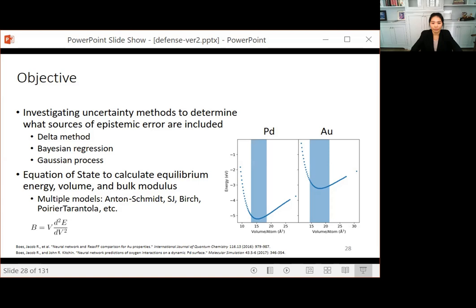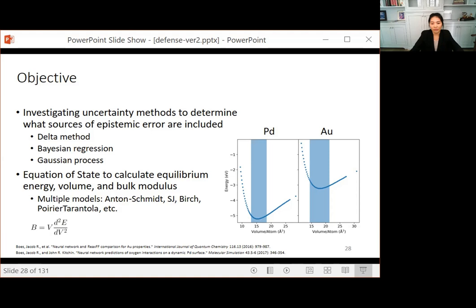We're looking at an equation of state, and we're going to look at the physical properties of energy, volume, and bulk modulus. Bulk modulus is shown here. For the equation of state, there have been many analytical forms over the years. Some of these, for example, are Anton Schmidt, stabilized jellium, and Birch, et cetera. It's not always obvious which equation of state is going to be the best one for a particular system. So there is a question of model selection uncertainty for this problem.